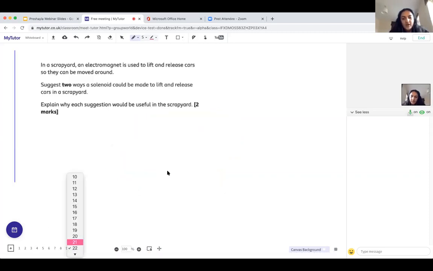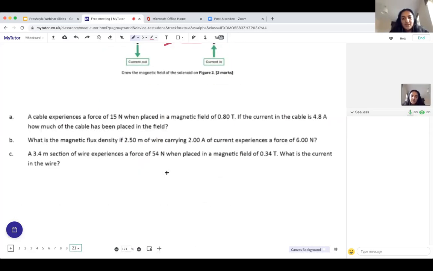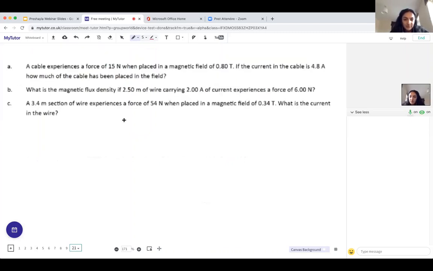Okay, so moving on to the next questions. This is going to be using F equals BIL. We've got various questions here asking you to work out different parts of this equation.